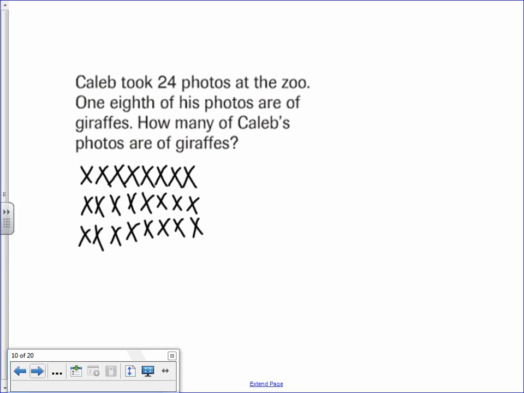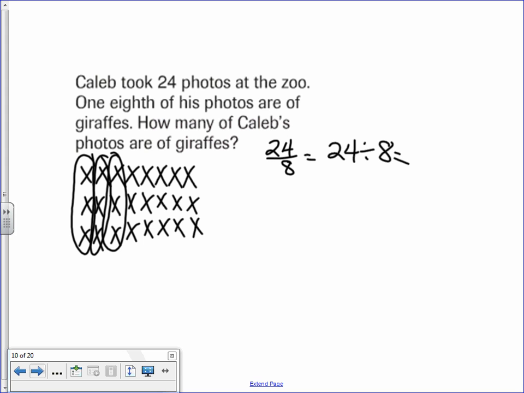Twenty-four x's, and I can divide them into 8 equal groups. Who can tell me what 1/8 of 24 is? Bella? 3.